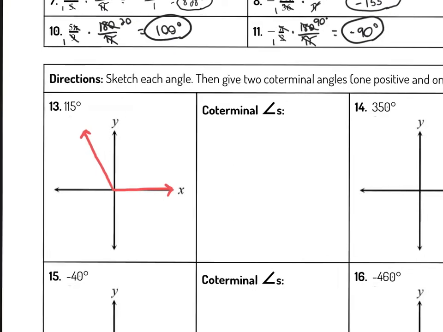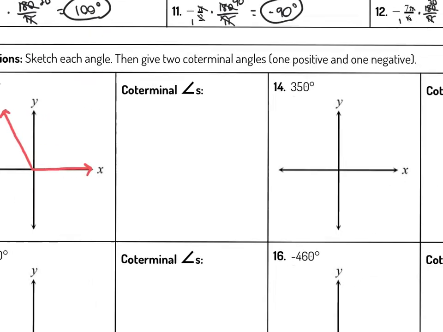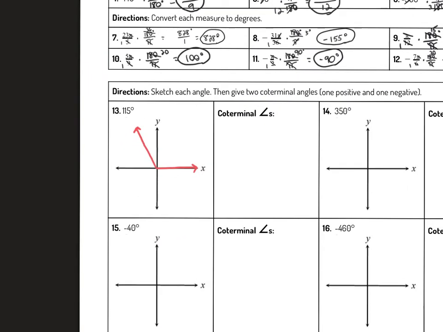So that's the angle. Then give two coterminal angles, one positive and one negative. So finding coterminal angles, you take the original angle. If it's in degrees, you add 360 to it. And that gives you 475 degrees. So 475 degrees would be if we start here, go all the way around 360 and keep going until we get to 475, and then back at the right spot.